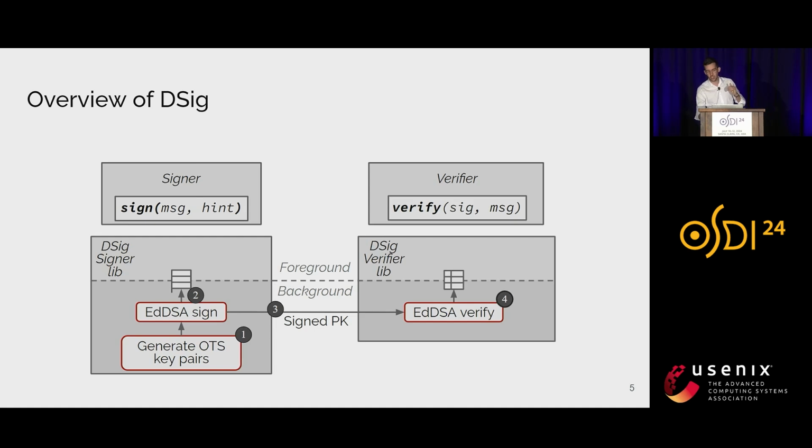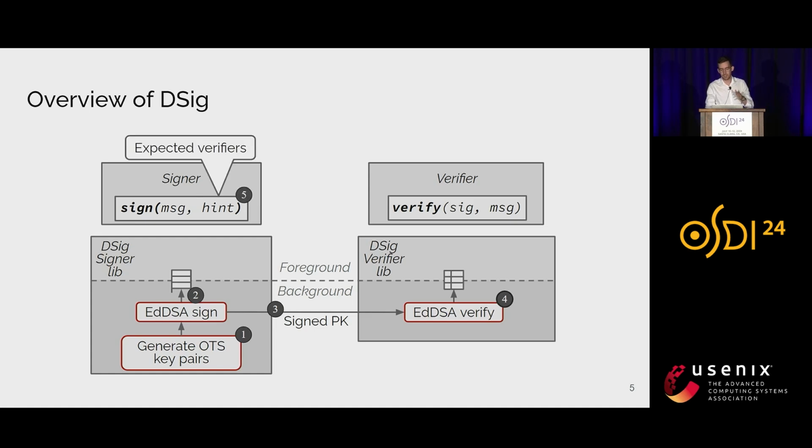In the meantime, those signed public keys are forwarded to the verifier, so that in the background, the verifier can check the EdDSA certificate on this public key ahead of time and be like, oh, okay, I know this public key, it indeed belongs to the signer, so if I see it later on the critical path, I won't have to check it again, because I cached the fact that this was a correct public key.